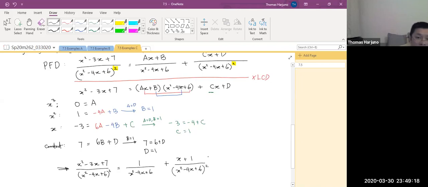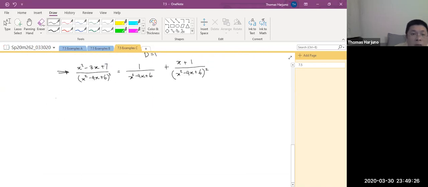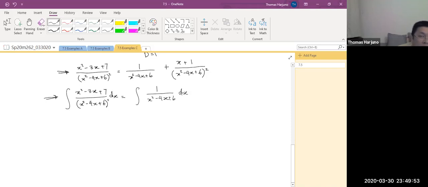At least we are done with the partial fraction decomposition. Then how to integrate this? To go back to the integration, the integral of x squared minus 3x plus 7 over x squared minus 4x plus 6 quantity squared dx equals the integral of 1 over x squared minus 4x plus 6 dx, and so on. I do divide et impera. I will split them and then conquer them one by one.